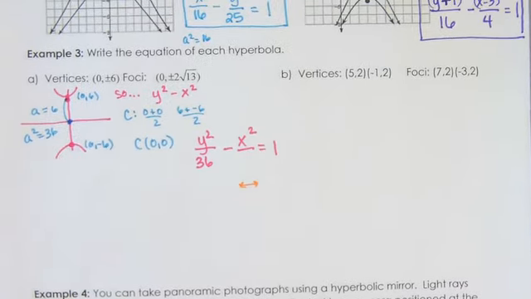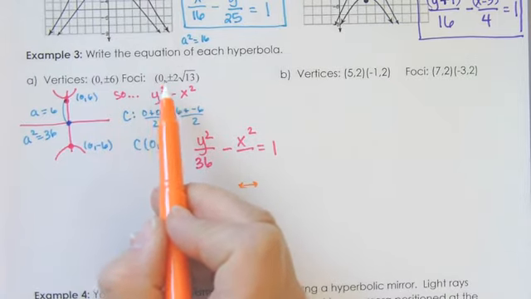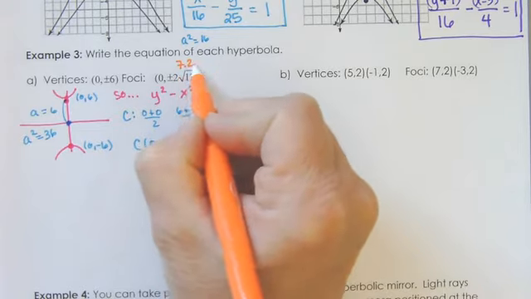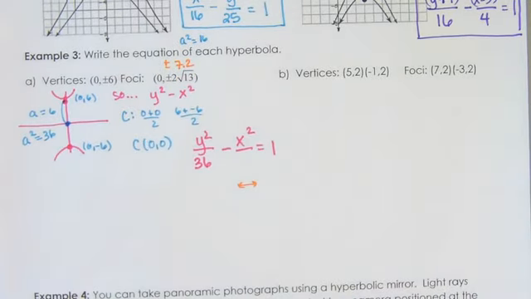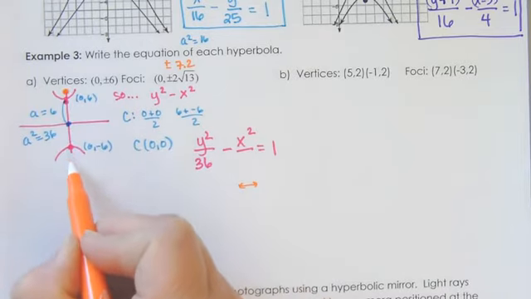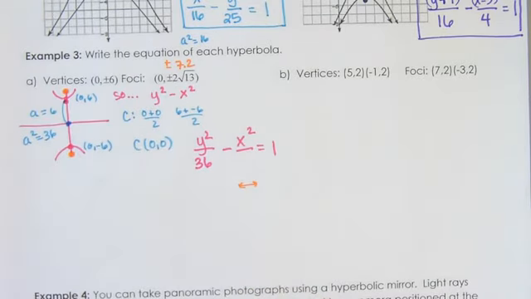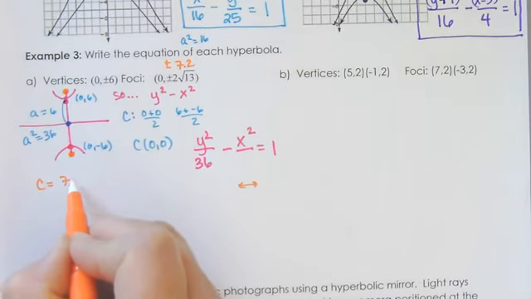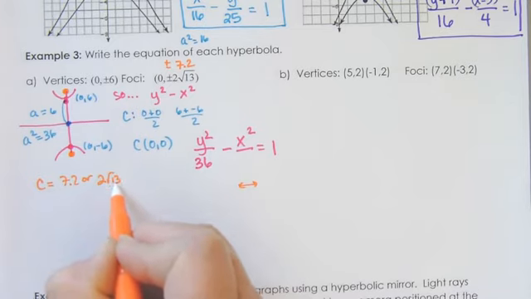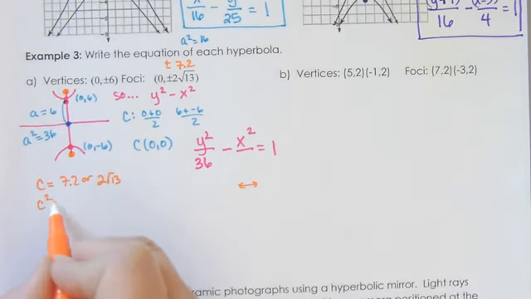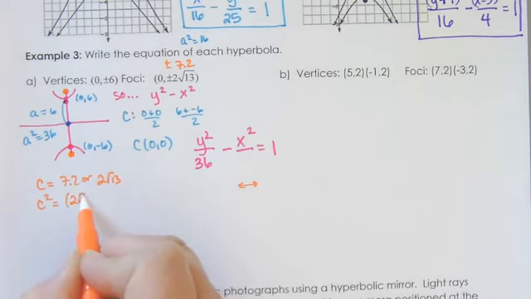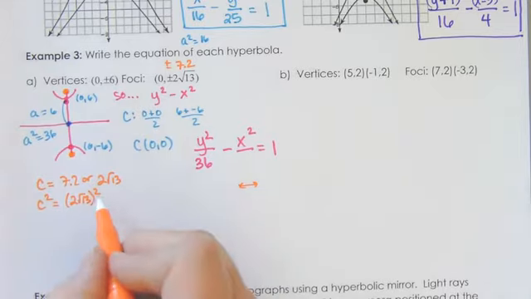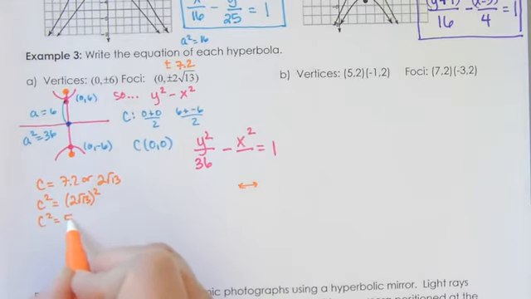So look and see what else I gave you. I gave you the foci. I gave you it in a radical form, so I would right away change that to a decimal, which is about 7.2. So I know from the center it went up 7.2 and down 7.2. Remember, that's c. c is equal to 7.2 or 2 radical 13. So c squared is going to equal 2 radical 13, all of it squared. Make sure you put parentheses around that. When you square that, you get that c squared is 52.